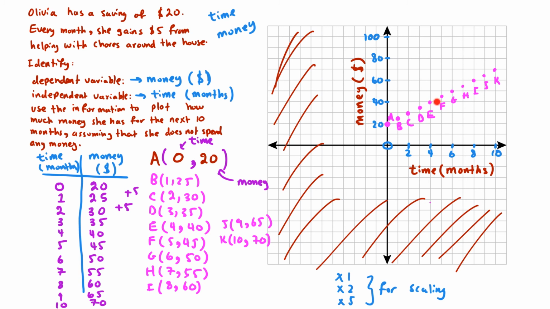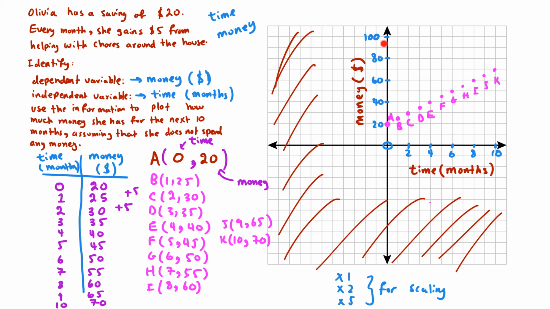It's not as though she gained a dollar here, and then added up to $5 by the end. She had five more dollars from point E to F. She had $40 here, and then she gained all of a sudden another $5, so she got 45. You can model this and see how much money she will have later, but it's not accurate enough to say that she's gaining cents or dollars in between. So this is another way of representing the set of data.